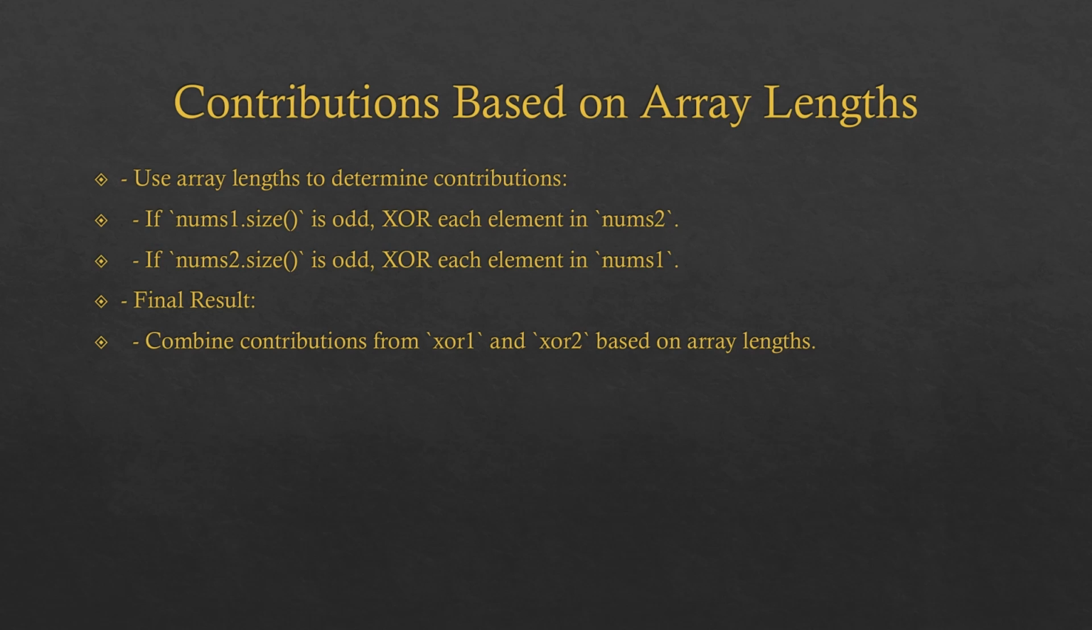The next insight involves leveraging the lengths of the arrays. If the size of nums1 is odd, each element in nums2 contributes to the final result. Similarly, if the size of nums2 is odd, each element in nums1 contributes. This observation drastically reduces unnecessary computations. Ultimately, we combine contributions from XOR1 and XOR2 based on these conditions to obtain the final result.